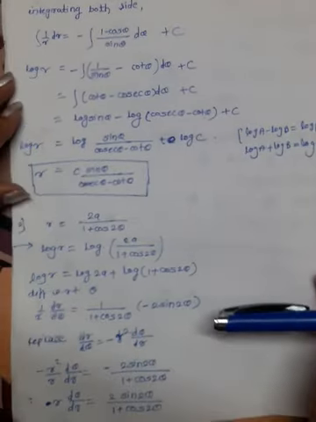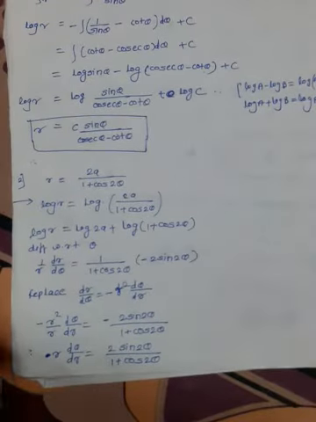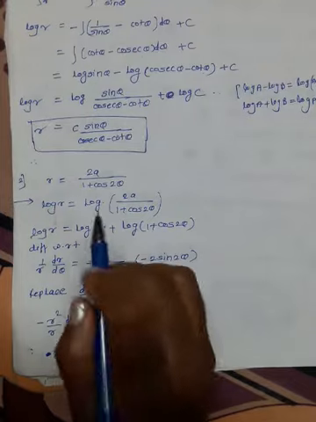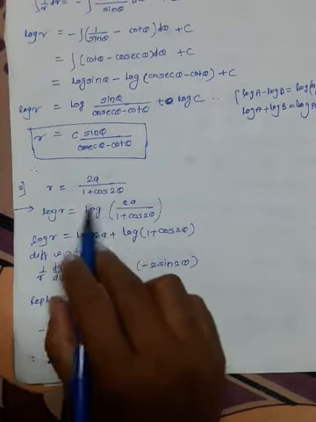Now let us see the next equation in polar form: r is equal to 2a upon 1 plus cos 2 theta.